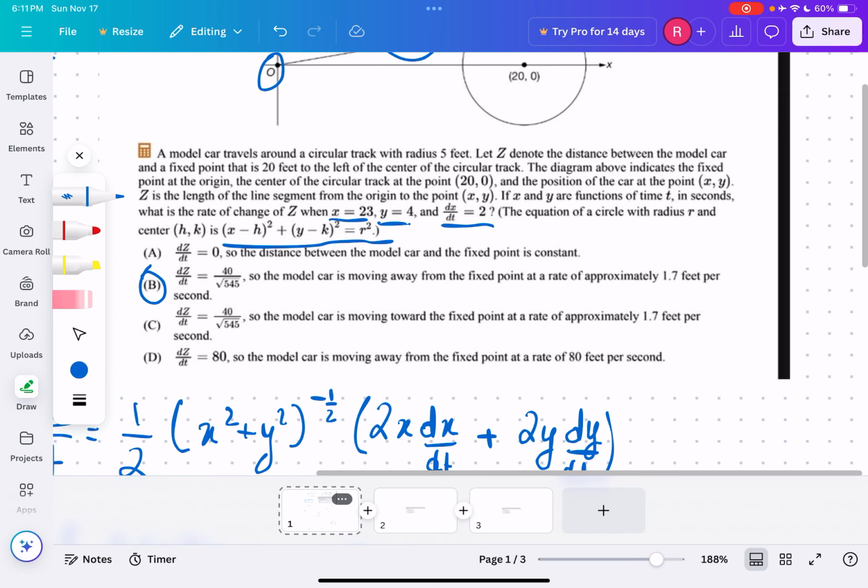Now notice that choice B and choice C are literally the exact same answer, but one says that the model car is moving away from the fixed point at a rate of approximately 1.7 feet per second, and the other says towards. If it was actually towards, that means the distance is getting smaller, and if the distance is getting smaller, the derivative should have been negative. But since the derivative was positive, that means it was moving away.